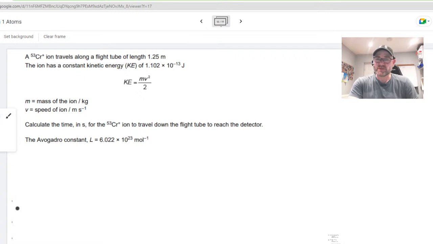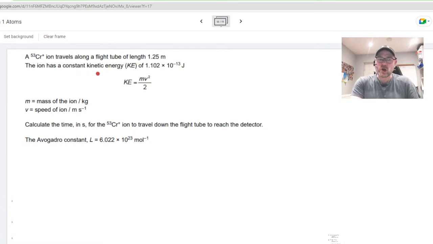This is the last question for tonight, and then I'm signing off. So a chromium ion, 53 is its mass, plus, because it's been in a time of flight spectrometer, flies along the flight tube that has a length of 1.25 meters.